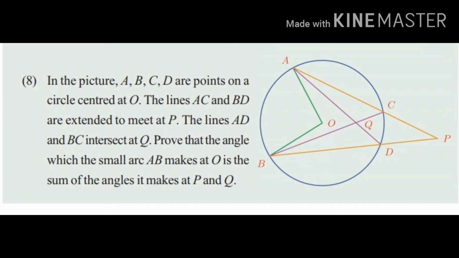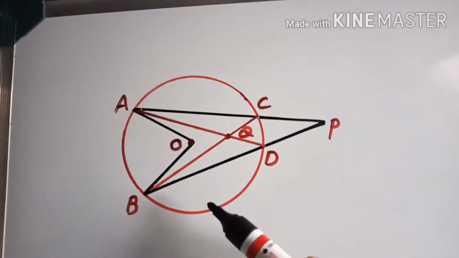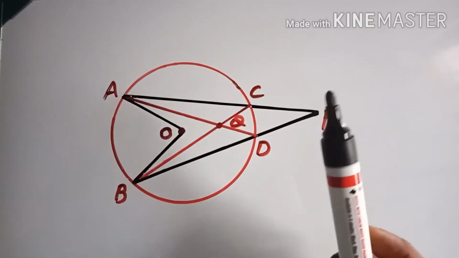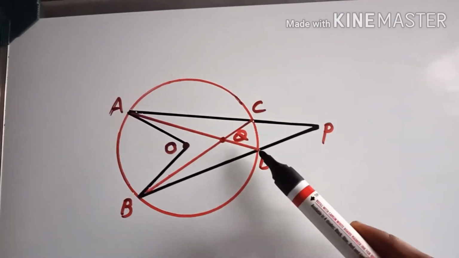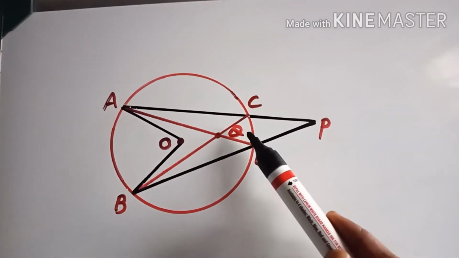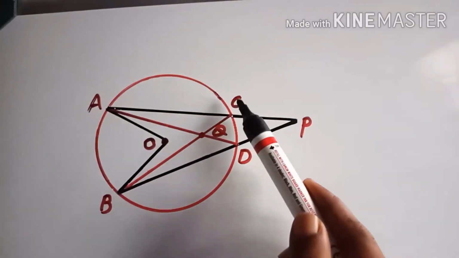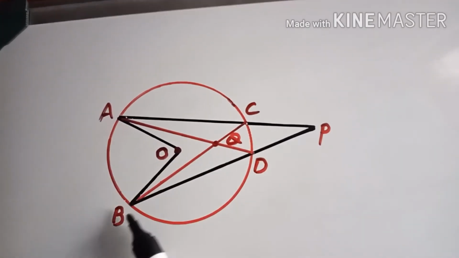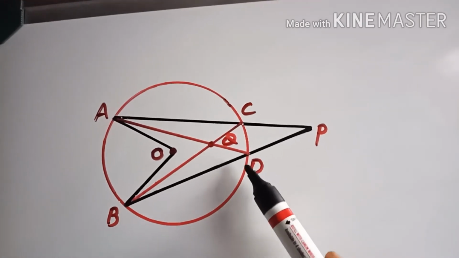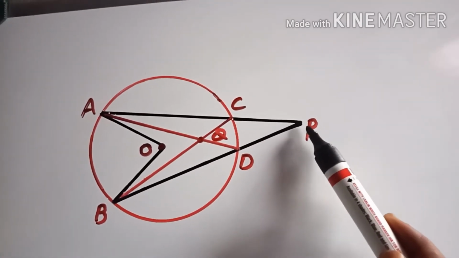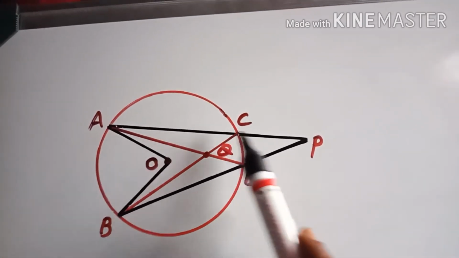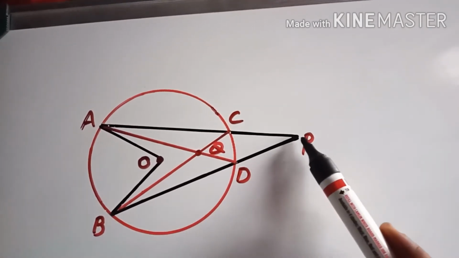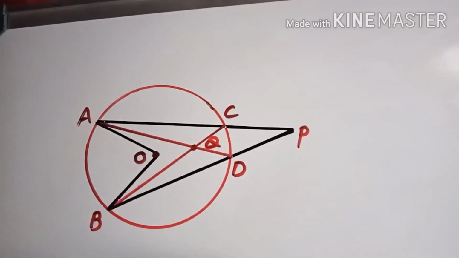After that, let's solve. This is a rough figure. Here in the question it is given that A, B, C, D are four points on the circle. Then the line AC and this BD are extended to meet at P. That means these two lines are extended and joined at a common point P here.